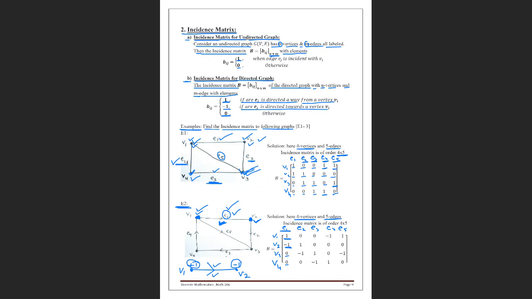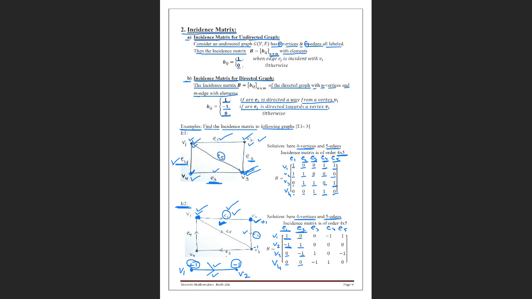Yes. Now see this one, E2. Edge E2 is here. Okay, so look here, the arrow goes this way. So V2 gets +1 and V3 gets -1. So V2 here +1 and V3 here -1, see this, and the rest is 0. Right?